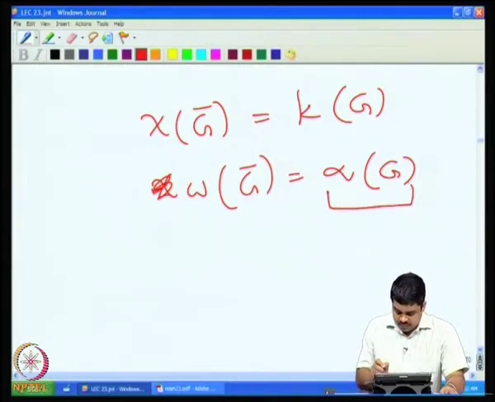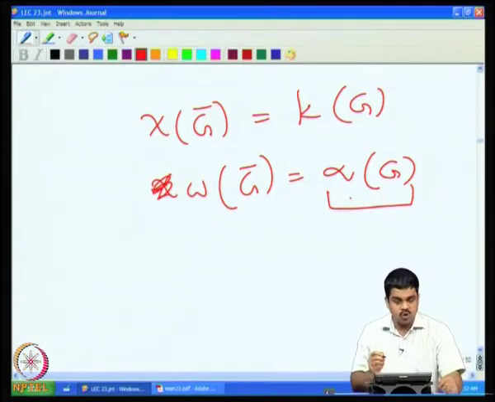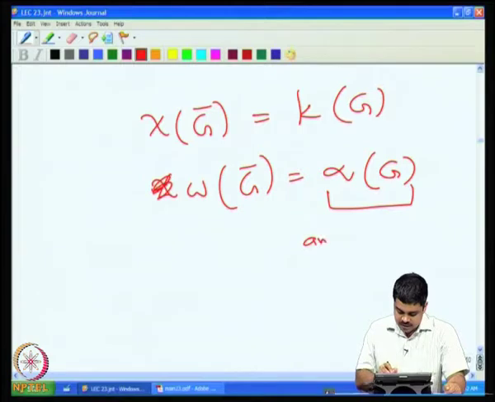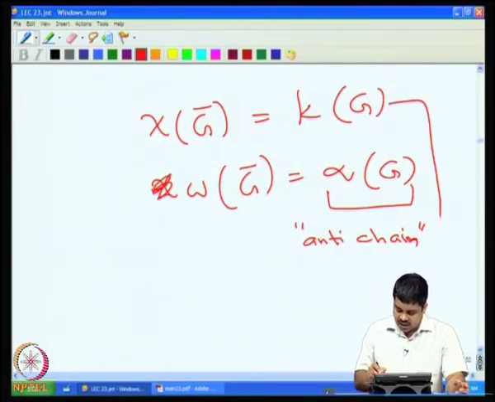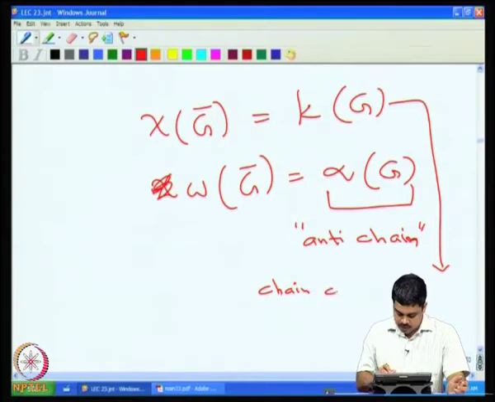So, alpha of G in the comparability graph is essentially the independent set. The pairwise non-comparable elements, they are what? We have seen it before, that is called an anti-chain. In the partial order terminology it is essentially the independent set, that is all, but we used to call it an anti-chain, right. When we studied Dilworth's theorem, we had called it anti-chain, biggest anti-chain, maximum anti-chain. Now, each clique being a chain, the collection of cliques which cover all the vertices is a chain cover in the terminology of partial orders.